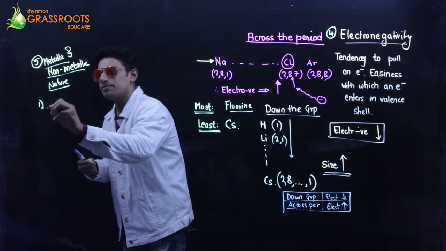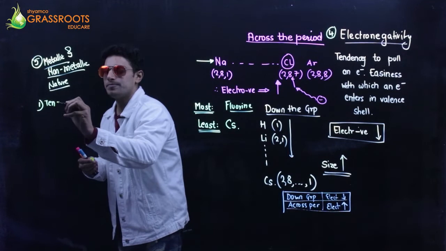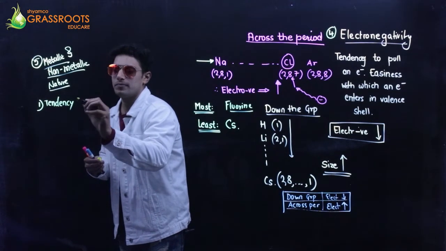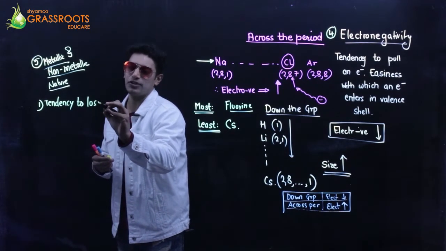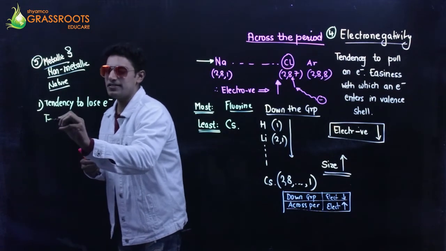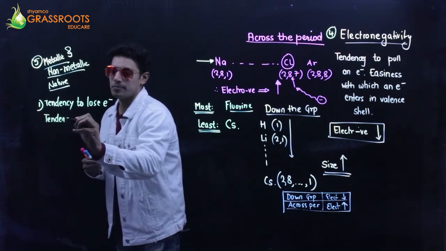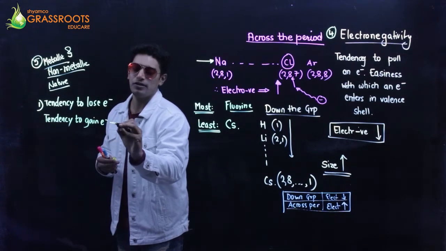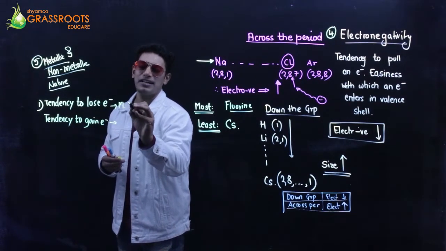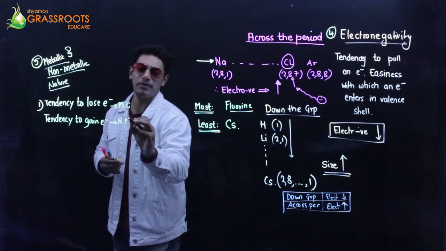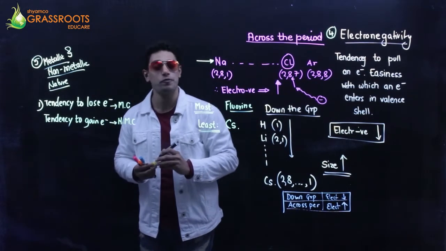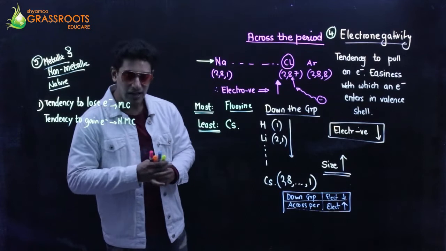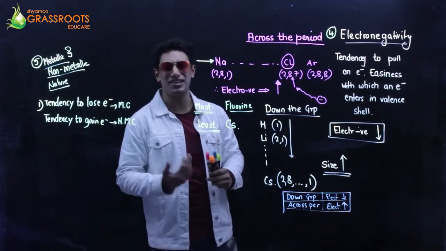So I will say, in simple language, the tendency to lose an electron, and the tendency to accept, to gain an electron. So this is called metallic character and this is called non-metallic character. Shortcuts, short forms are not allowed in the board exam. I'm just writing it for your convenience. We need to save time.